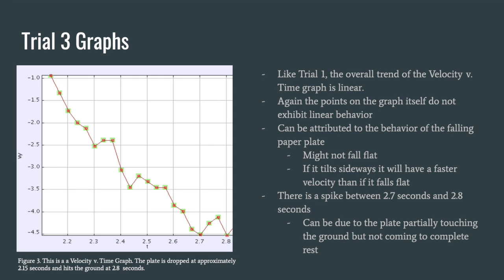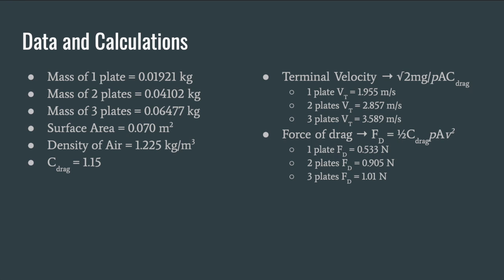And like in Trial 2, there's a small spike between 2.7 and 2.8 seconds, and this can be due to the plate partially touching the ground but not coming to complete rest, and this being a tracker and human error.